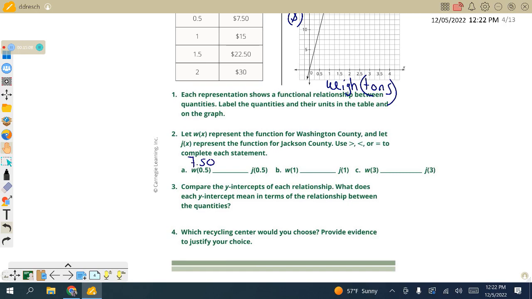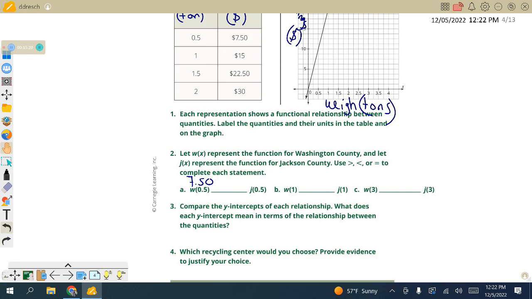and I want to compare that to the Jackson recycling program. So now go look at the graph. When X is 0.5, what's the Jackson's at? Yeah, X is 0.5 right up here. This is 0.5 comma 10. So when I compare these two, now what are you going to say? How you can compare 7.5 to 10. That's all we're doing today, is getting those numbers and comparing those numbers.